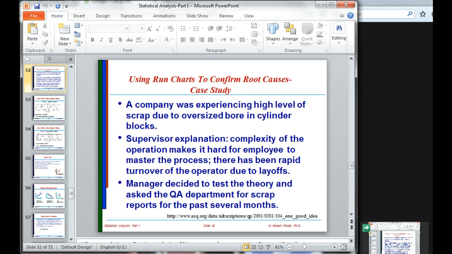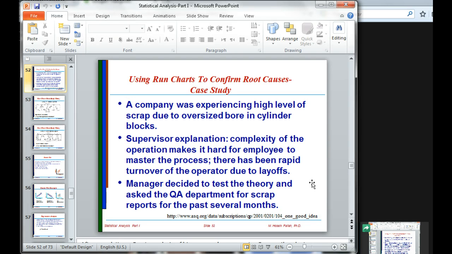But in this particular example, the manager noticed that there was a lot of scrap from bores being larger than expected. So he talked to the supervisor and said, what's going on? Why do we have so much scrap? And the supervisor gave a very nice explanation, saying that this job is complicated, and the people we put on the machine, by the time they learn how to use it effectively, move to another job. There's high turnover, and so the new person needs to start from the beginning, so there's a training problem.